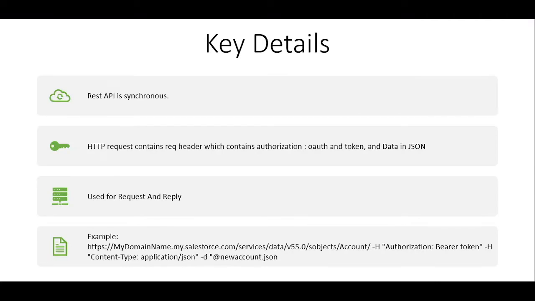So these are some of the key details. One is that REST API is synchronous, and it is used for request and reply. If you know platform events, it's the opposite of that, which is asynchronous: it creates a different thread, publishes an event, and then forgets, it doesn't wait for the response. Here it's the opposite: in one transaction it will send a request and wait for the response in that transaction, so it's synchronous. It contains a header which contains authorization like OAuth and token, and data in JSON, and we will see this in the demo. This is an example of a URL used by a third-party application, which we will also see in the demo.